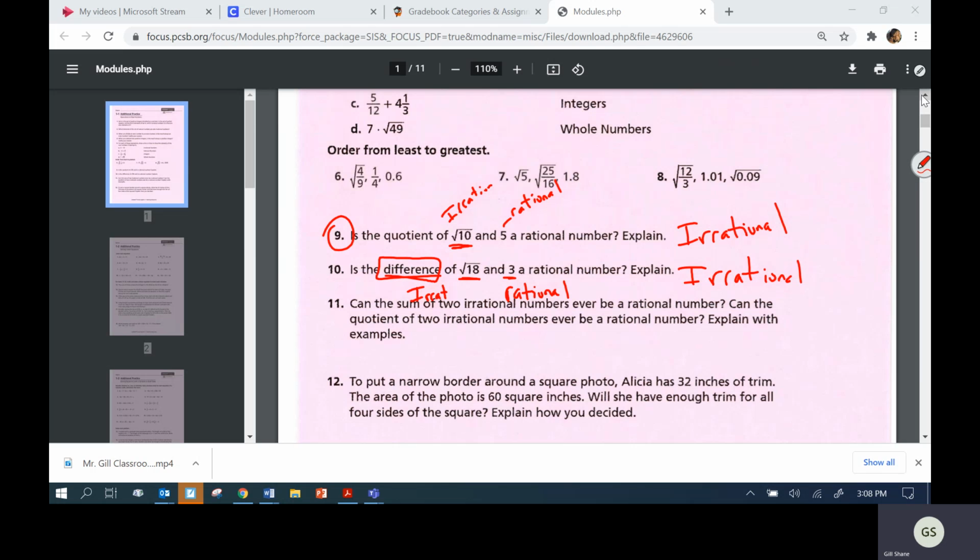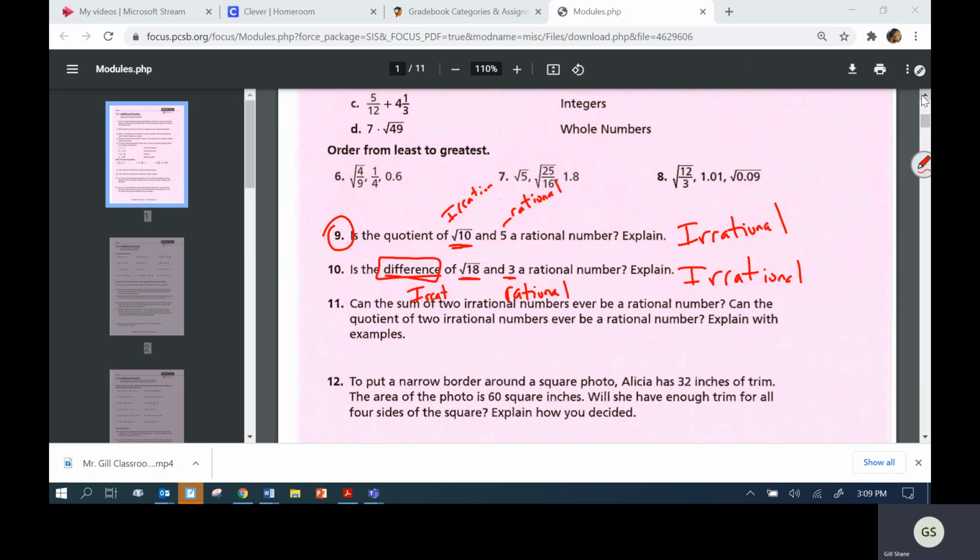It says, can the sum of 2 irrational numbers ever be a rational number? That's a no. If you're dealing with addition and subtraction and you're adding 2 irrational numbers, it can never be a rational number. I didn't go over that in the face-to-face classes. I just saw it, so I thought I'd mention it. Then it says, can the quotient of 2 irrational numbers ever be a rational number? That's a yes, because you could take the same irrational number and divide it by itself, and you would get 1, which is a rational number. So again, it's a rare exception, but it is an exception.